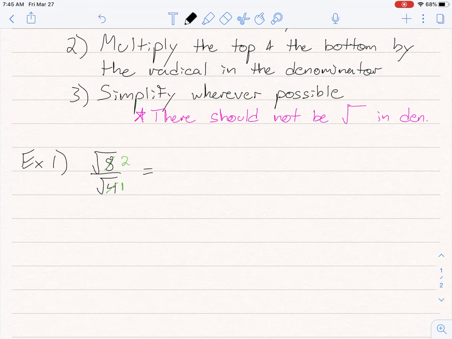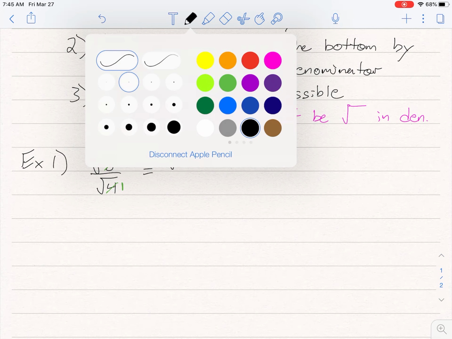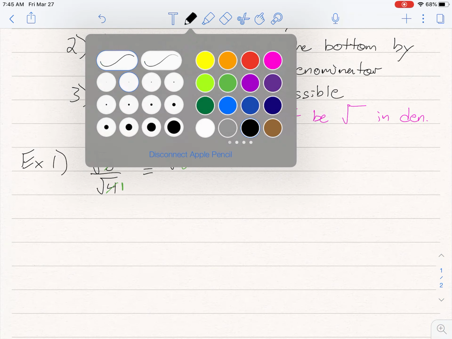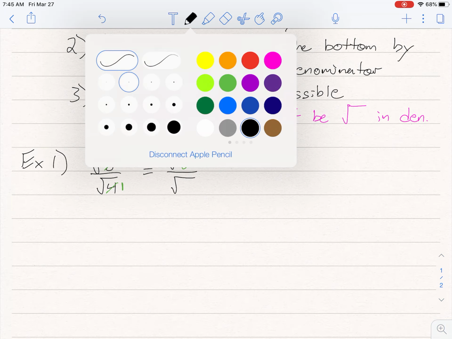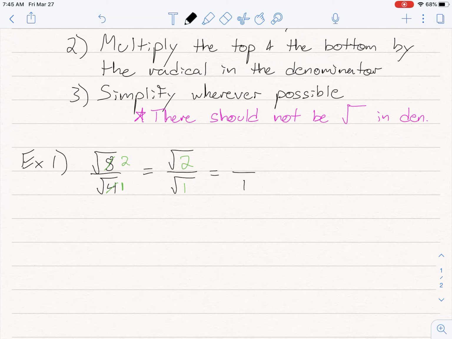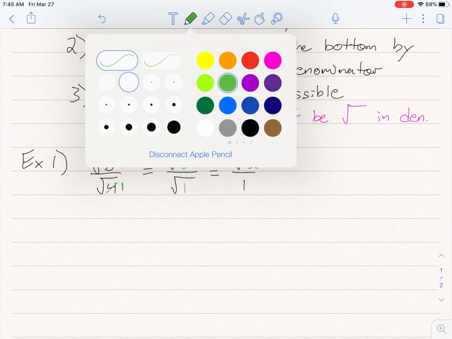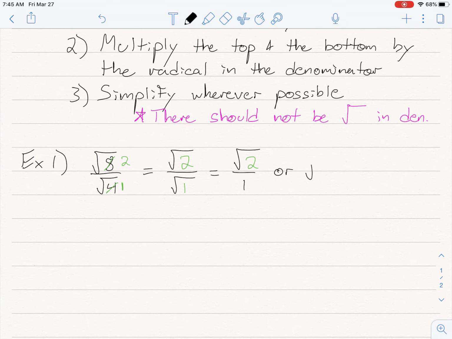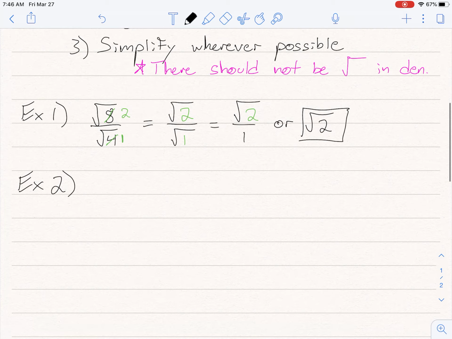So without even having to multiply anything, I get the square root of 2 over the square root of 1. And the square root of 1 is just 1. So that would be the square root of 2 over 1, or we could just leave it as the square root of 2. So this one was pretty quick to simplify because both of the radicals were able to factor against each other. Here's another example, example 2 here.